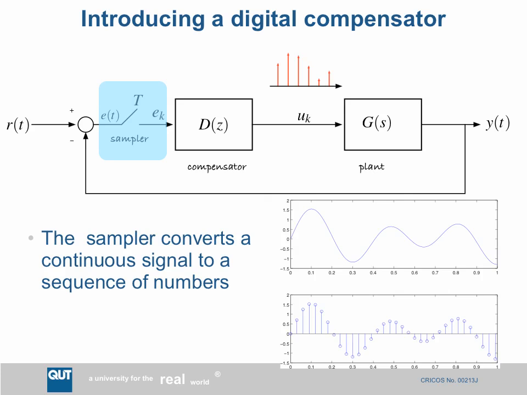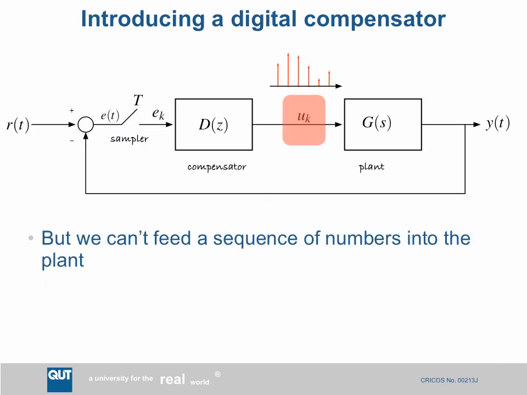And why have we done that? It's because we've been talking for a few lectures now about number sequences, about difference equations, and about Z transforms. All of these operate on a sequence of numbers rather than a continuously varying quantity. So the output of our compensator, the output of D of z, is a sequence of numbers. It's UK.